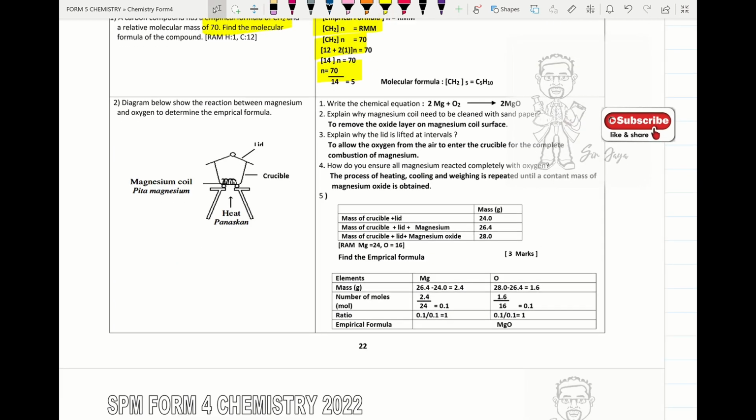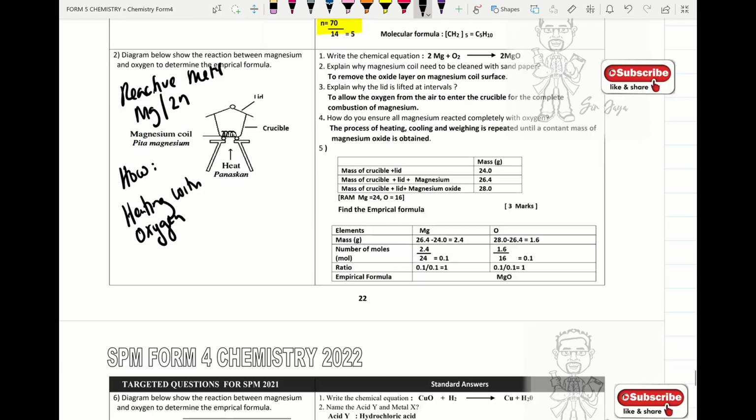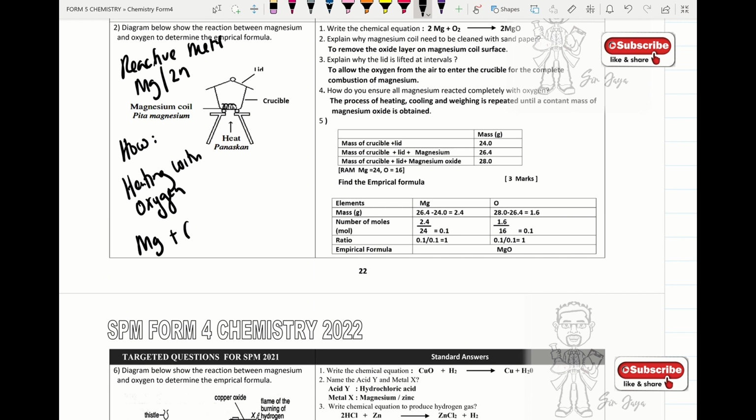So we go on to the experiment to determine the empirical formula of a reactive metal. Please remember reactive metals like magnesium and zinc. How to determine the empirical formula: by heating with oxygen. By heating the magnesium with oxygen. In this reaction, magnesium reacts with oxygen, so we will get MgO, magnesium oxide. How to balance the equation? We balance the oxygen. Magnesium will be 2, so we put 2.